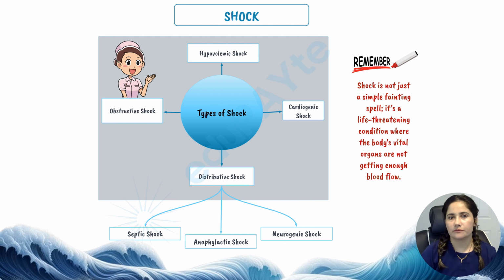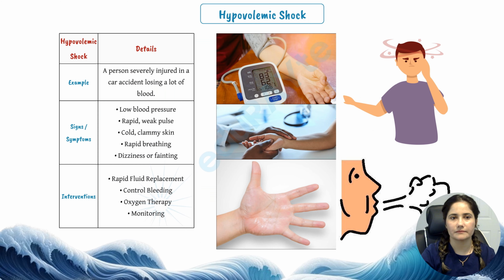There are several types of shock, each with unique features. Today we will explore hypovolemic, cardiogenic, distributive, which includes septic, neurogenic, and anaphylactic, and obstructive shock. First up, hypovolemic shock. It occurs with significant blood or fluid loss. Think of a car accident victim.